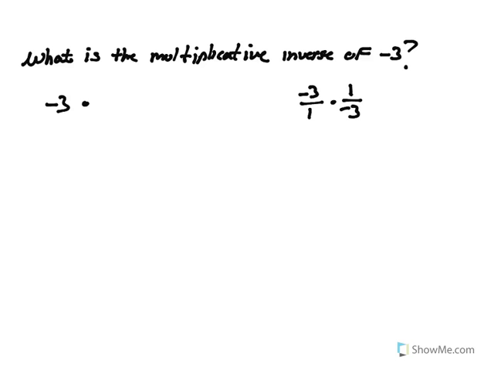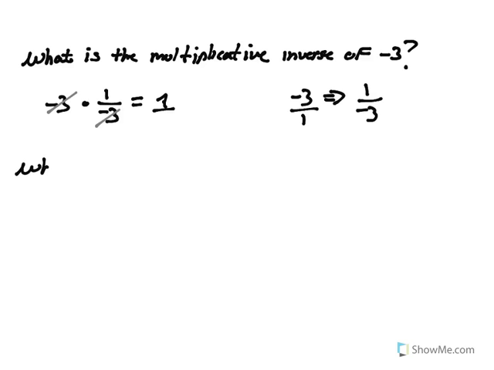Let me rewrite that. If you have negative 3 and you want the reciprocal, remember this is really written as negative 3 over 1, so the reciprocal is 1 over negative 3. So we're going to multiply that by 1 over negative 3, and then the negative 3's will cancel, and you're just going to be left with 1. It's going to work every single time. So let's do another one.